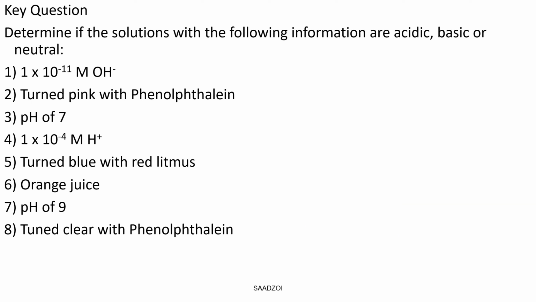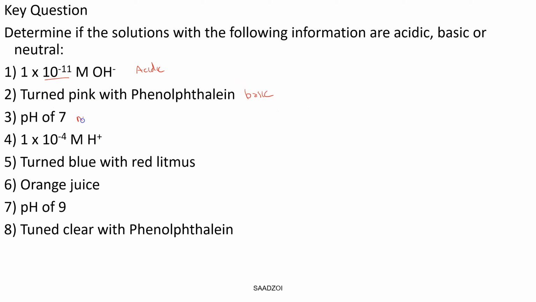Determine if the solutions with the following information are acidic, basic, or neutral. So first one, this is smaller than 10 to negative 7. So that means you definitely aren't basic. So this is going to be acidic, right? Because this, which is hydroxide concentration, is not bigger than 10 to negative 7. Turn pink. Pink is usually a sign of bases.